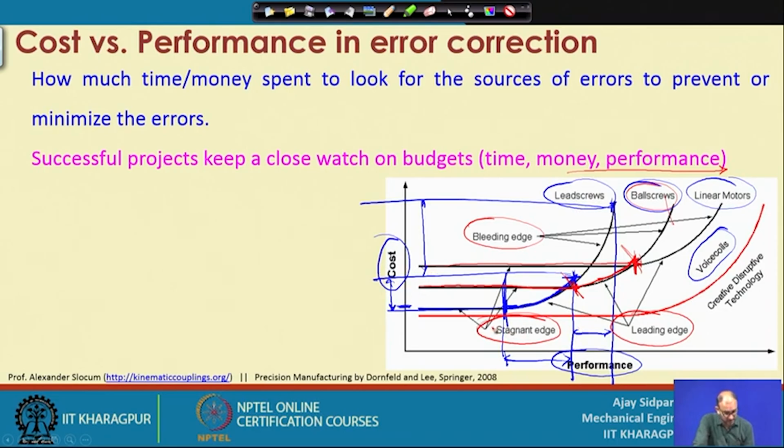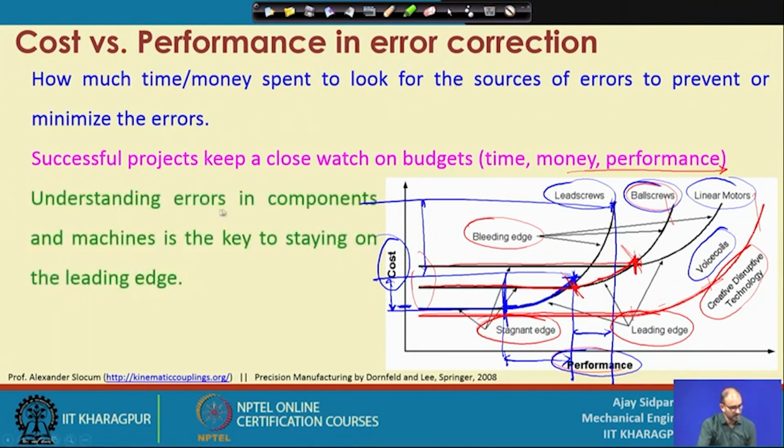So, the stagnant edge is very long in this case, and this is the creative disruptive technology, those are called voice coil. So, if you are getting something with a low cost, and if you are moving in this case, which has a very long leading edge and a very small bleeding edge, then you can consider these the very creative or disruptive technologies which can increase the performance of the machine without compromising between performance and spending a lesser amount of cost. So, that is the advantage of going through this part.